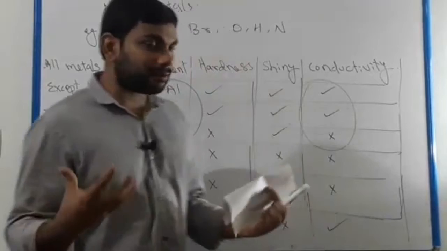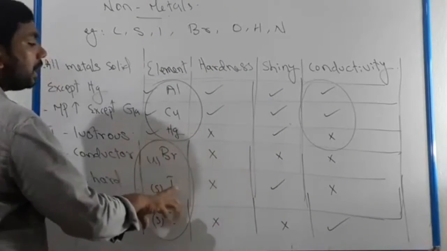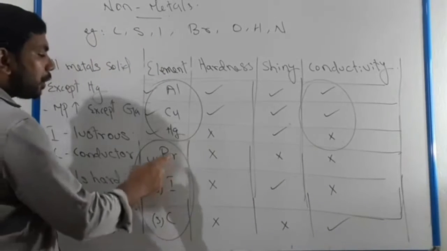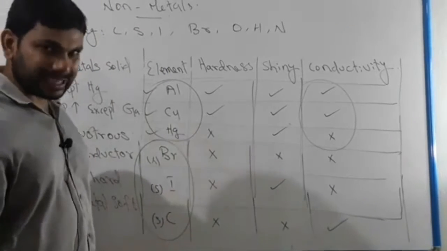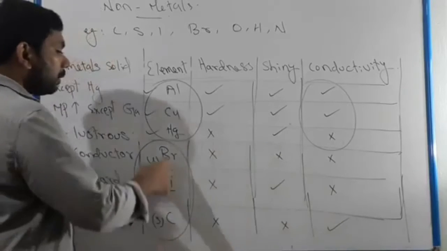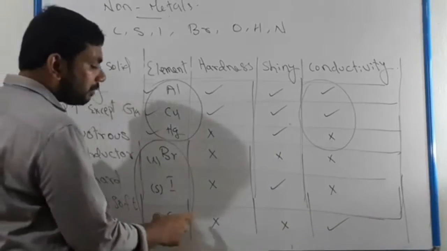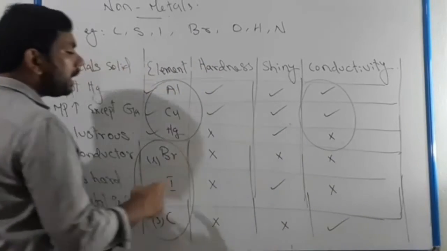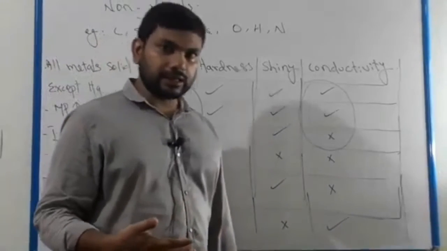Why? Another reason here: bromine, iodine, carbon, they are non-metals, but they have different physical properties. For example, bromine exists in liquid state. Iodine and carbon are in solid state. And another one, all of them are non-metals, but carbon in the form of graphite is a good conductor of electricity. Bromine and iodine are poor conductors of electricity. Clear?